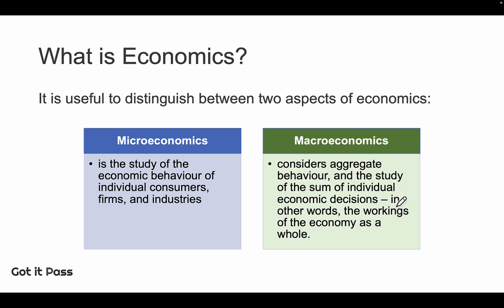And next, macroeconomics. It considers the aggregate behavior and the study of the sum of individual economic decisions. In other words, the workings of the economy as a whole. To make this simple, macroeconomics is the summation of all individual economic decisions. Like, as I said, firms need expansion and a new office, and they make the decision whether to have a new office in the CBD or not.